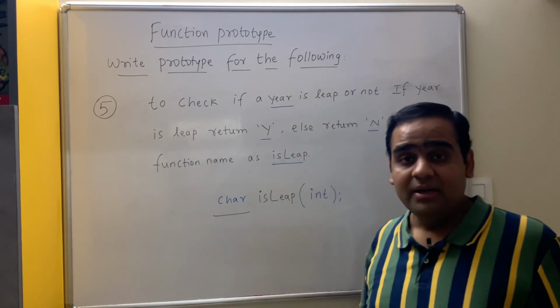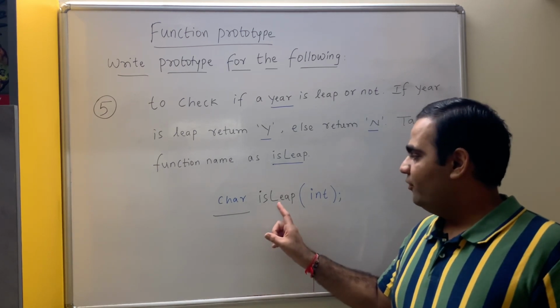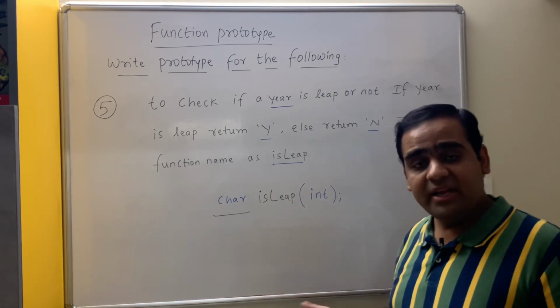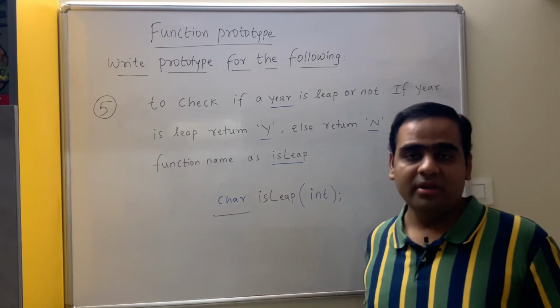This is the design. It says to the compiler that we have some function called isLeap that the user is going to write, which takes any integer as input and returns character as answer.